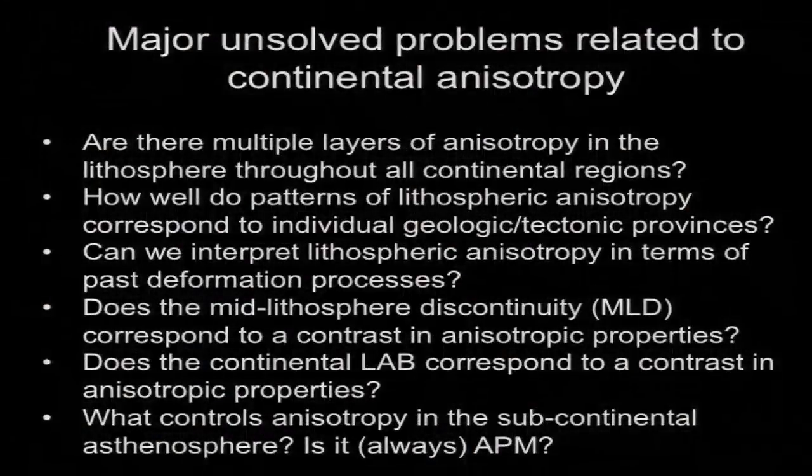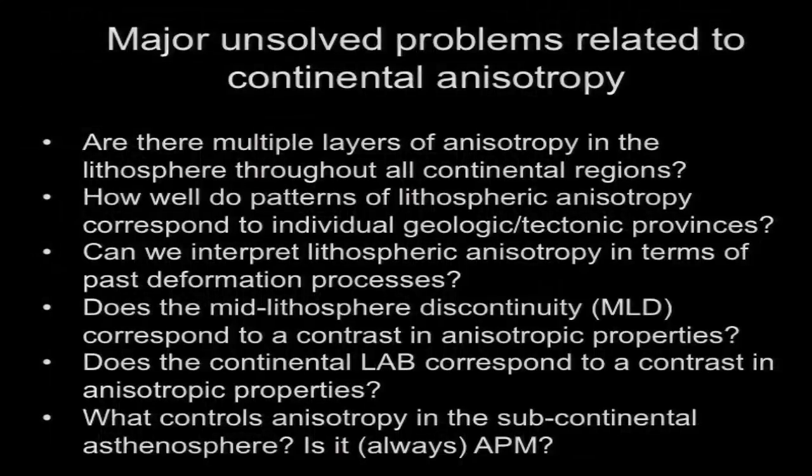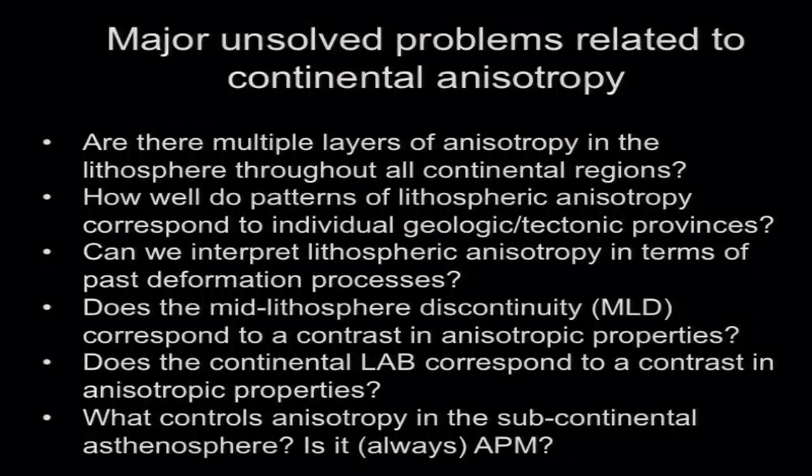I thought I would end just with a list of what I think are major and important unsolved problems related to studying anisotropy in continents. So, are there multiple layers of anisotropy in the lithosphere throughout all continental regions? We seem to see this in North America. Is this a general feature of continents? How well do these patterns of lithospheric anisotropy correspond to individual geologic or tectonic provinces? I think this is a question we're in the process of being able to answer for North America using EarthScope.